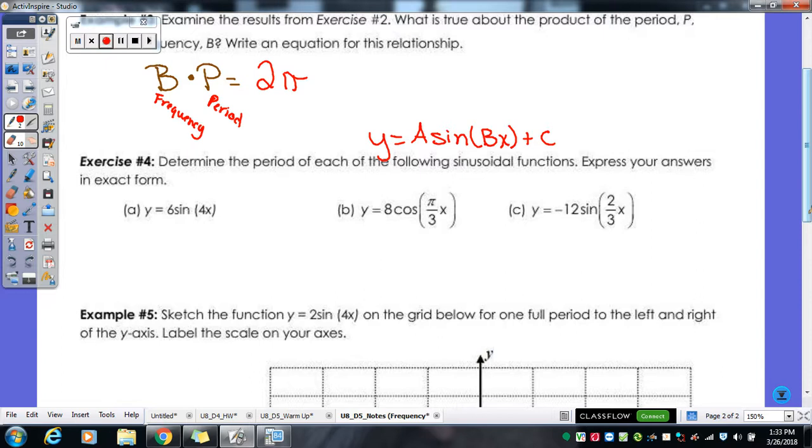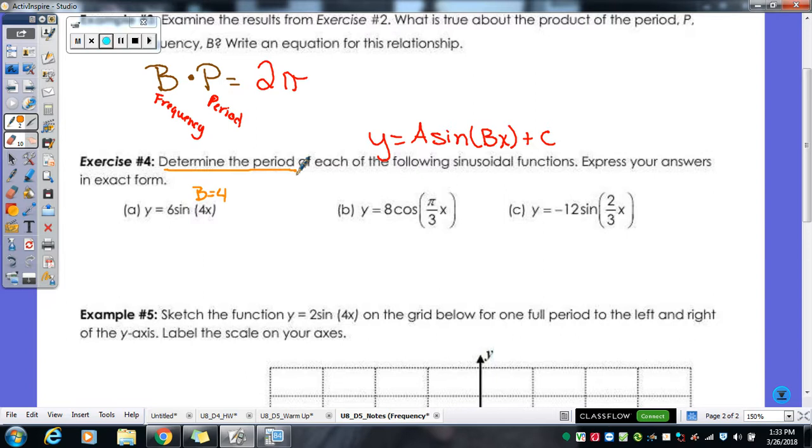So determine the period for each of the following functions. Express your answers in exact form. So exact form tells us we can't use decimals. We're going to have fractions, and pi is most likely going to be part of it. So for this one, my b value is a 4, because that's what is located in front of my x. That's where b always is. We are trying to figure out the period. So we're looking for the letter p.